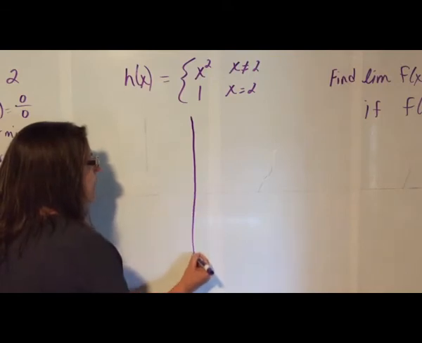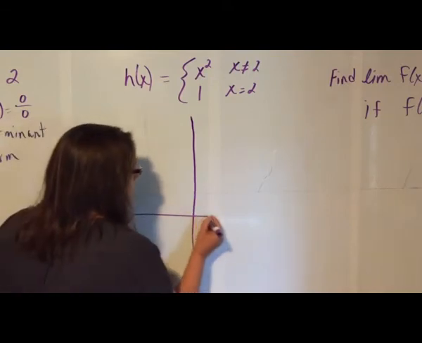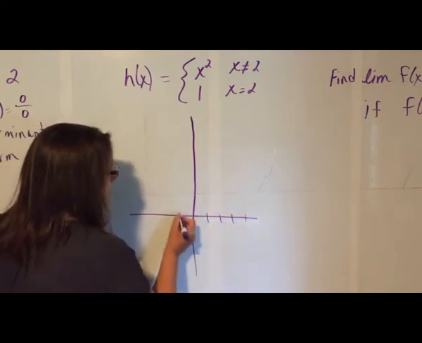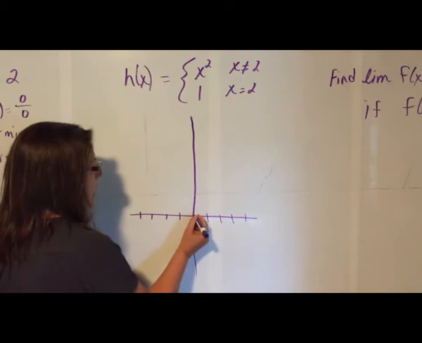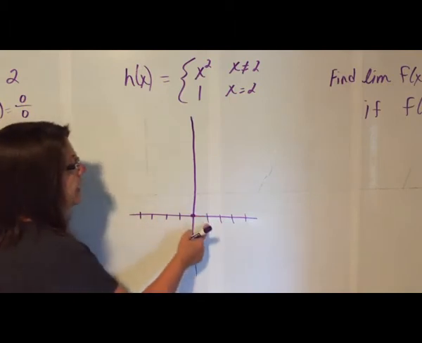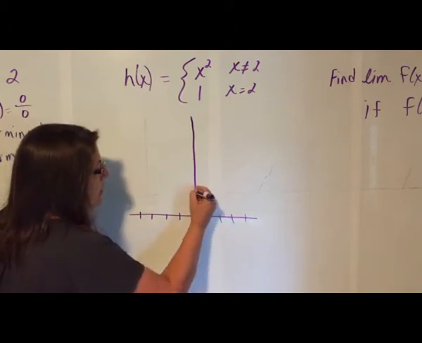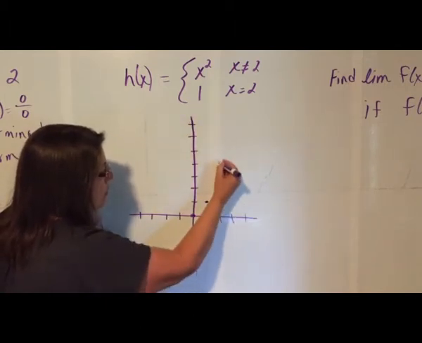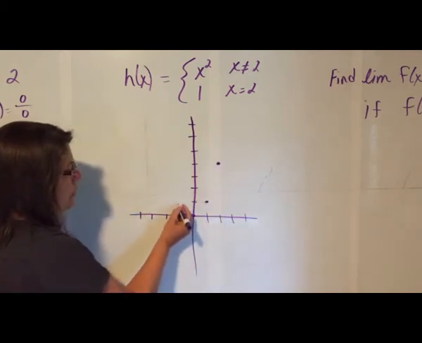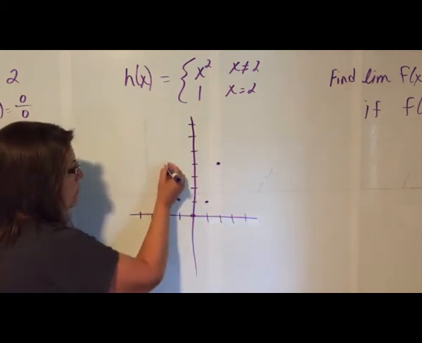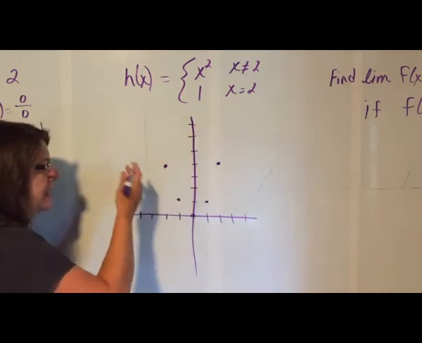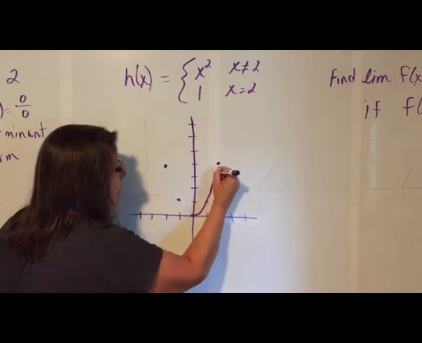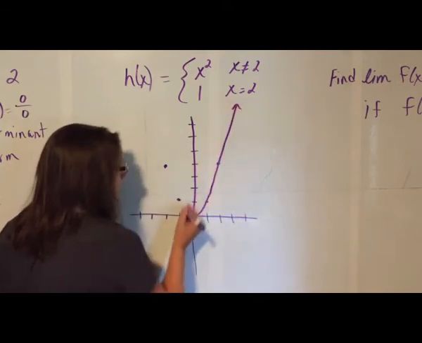So if we were just to graph h of x equals x squared, well, if you think about it, if x is 0, we would have y to be 0. If x was 1, well, y would be 1. If x was 2, y would be 4. Negative 1 would be 1, negative 2 would be 4, and so on. And we would get that basic parabola shape for our function on the top.